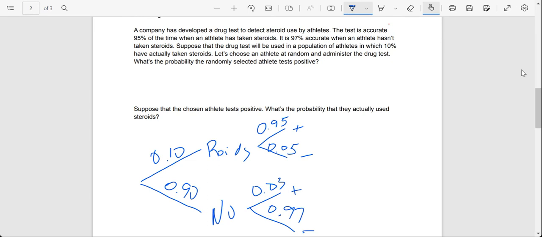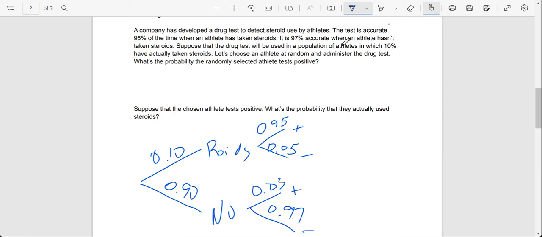Here's what the tree diagram would look like. So 10% of the athletes took steroids, and that means 90% didn't, right? It's whatever is leftover. As the problem said, the test is accurate 95% of the time when the athlete has taken steroids. That means if its accuracy is 95%, a positive test would be 0.95, and then a negative test would be 0.05. And then it's 97% accurate when the athlete hasn't taken steroids. So when the athlete didn't take steroids, 97% accuracy. The rest of the 100% goes to the plus. So let's answer these questions.